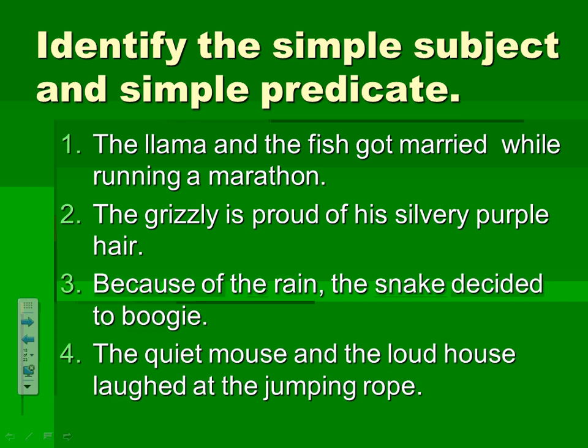All right, welcome back. Number 1, the llama and the fish got married while running a marathon. Well, this one's a little bit tricky because I see 2 verbs. I see got married and I also see running. So then I need to read my whole sentence again and ask myself, okay, what are the llama and the fish doing? Are they running the marathon right now? No, they're actually getting married. Okay, so this is going to be my simple predicate, got married. Then I ask myself, who got married? And of course, my simple subjects would then be the llama and the fish. So llama, fish got married.